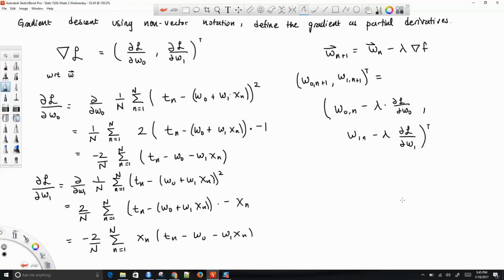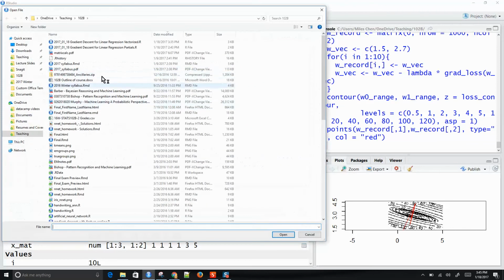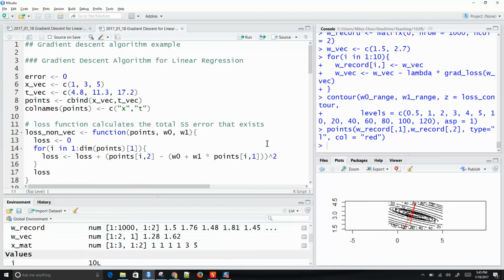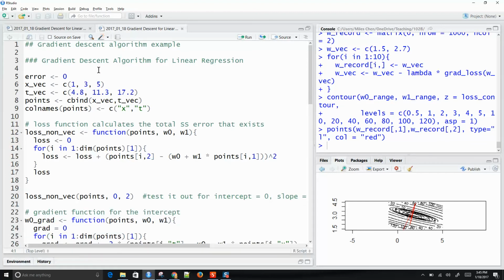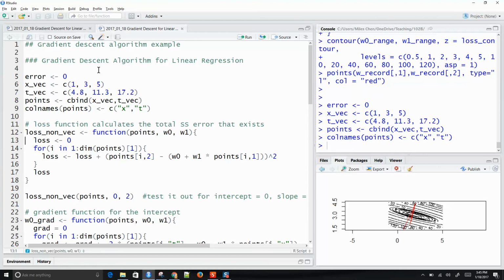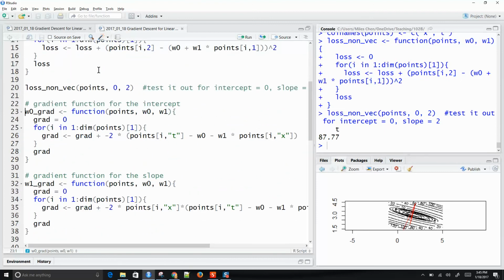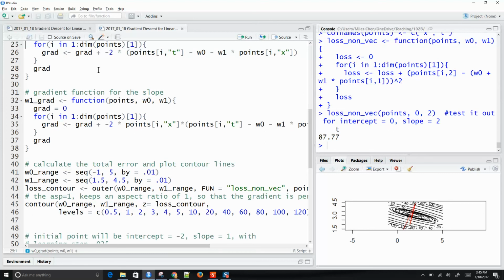Okay, and so I can implement this in R as well. We have the code for gradient descent for linear regression using partials. The code here is the same. We've got the error, x vector, t vector, points, column names. I've got the loss function. And this is how we're going to calculate the gradient with respect to W0, okay?